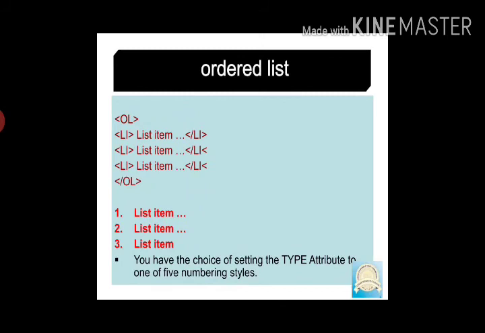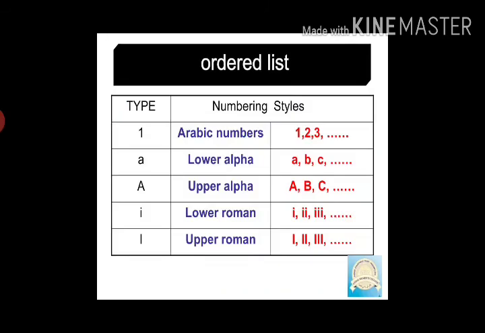Next, move on. Ordered list. In an ordered list, the list items in the list are numbered automatically by the browser. Consider an example I listed here, which uses three list items numbered 1, 2, 3. You have the choice of setting the type attribute here, which has many possible values, which I listed in the table. Type equal to 1 for 1, 2, 3 numbers.